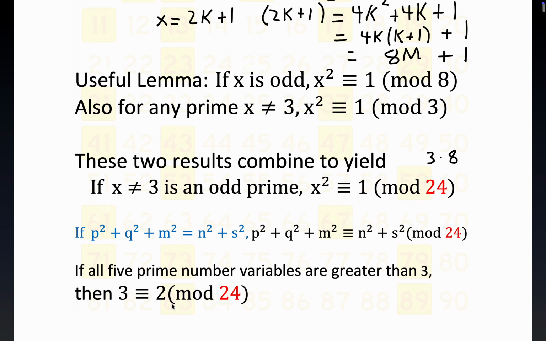You see, if all 5 prime number variables are greater than 3, meaning 5, 7, 11, and all the other primes, you get this statement right here, because this simply would be 1 plus 1 plus 1. And right here you'd have 1 plus 1, right? So you'd have this absurd statement that 3 is congruent to 2. And that's just as absurd as saying 3 is equal to 2 with real numbers, okay? No way this is true. 24 does not divide 1 in an integer sense, right? So this implies there's no solutions.